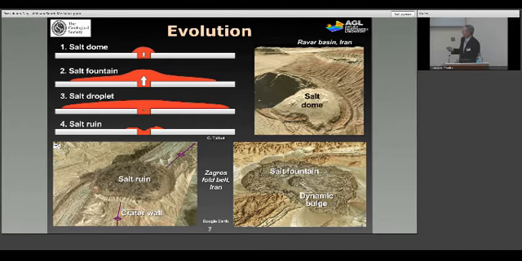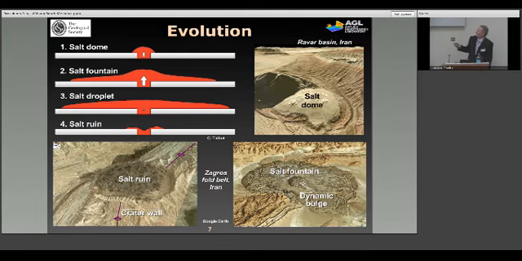So that continues as long as it's well supplied with salt. Again, helped by the fact this is in a fold belt and is being squeezed like a concertina, so that the salt is being squeezed up to the surface. But eventually we run out of salt at depth, or we squeeze the vent shut, and it evolves into what's called a salt droplet in fluid mechanics.